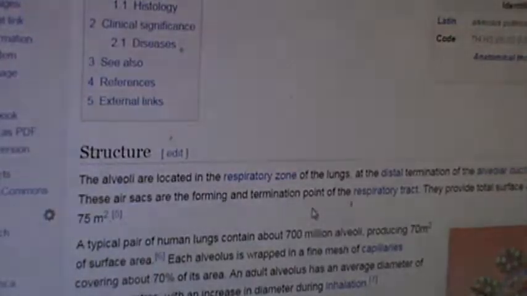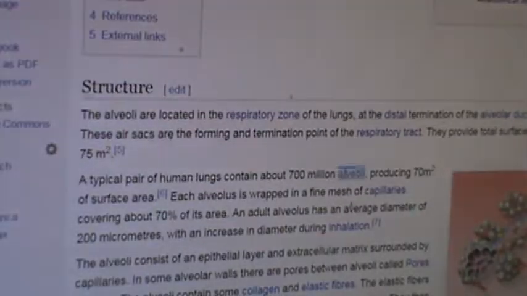A typical pair of human lungs contains about 700 million alveoli. We just solved alveoli for Father. It's love plus 28 at the dead center of Father. There it is. Or sorry, love plus 22, pardon me. Atria.